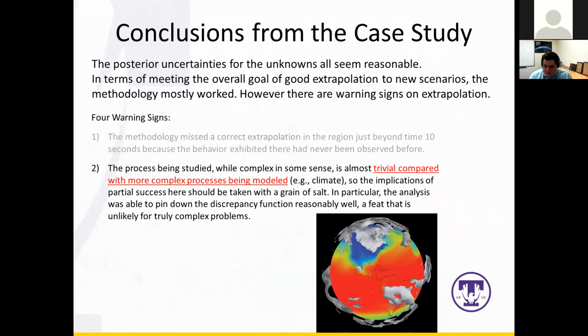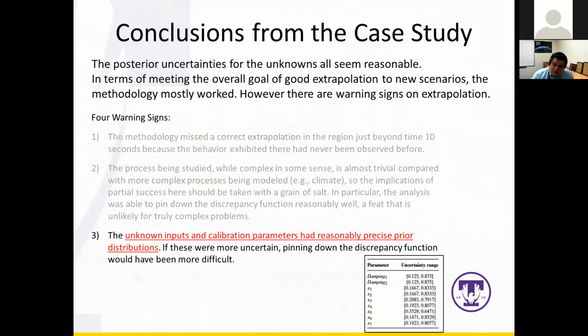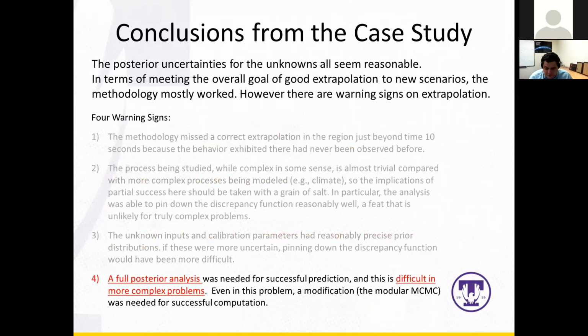The process being studied is extremely trivial compared to climate change. So although it was successful, you can't be a politician and say, oh, well, it was successful, so everything's successful. The unknown input parameters were real tight. The discrepancy function worked, but the uncertainty ranges here are well defined, they're well known, and they're fairly uniform. If you're having prior distributions that are not uniform, you're going to have even more extrapolation with the error, especially as a function of time.